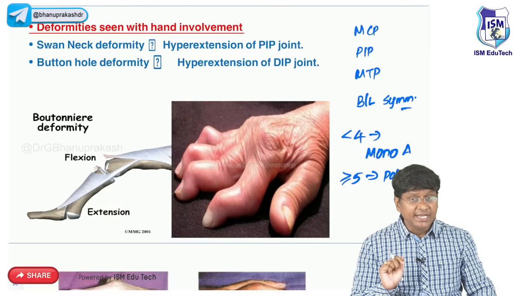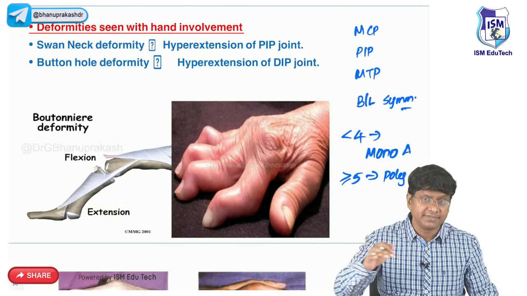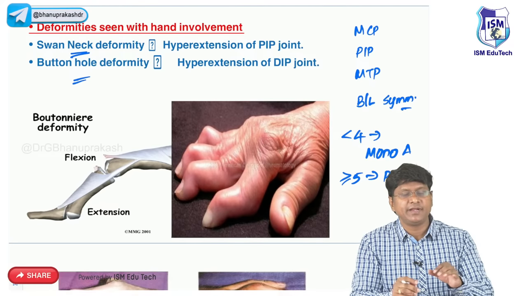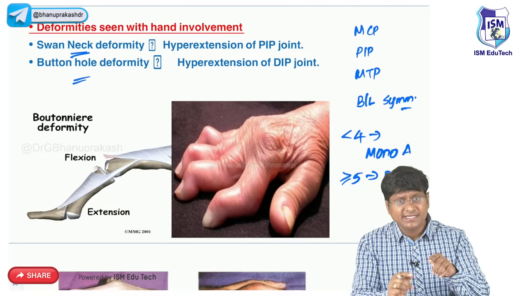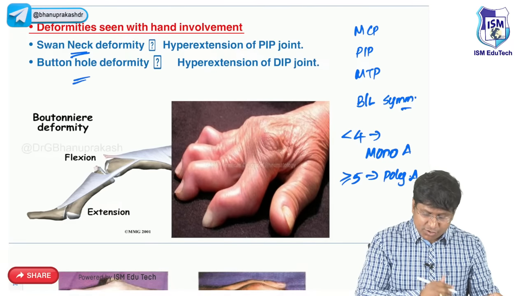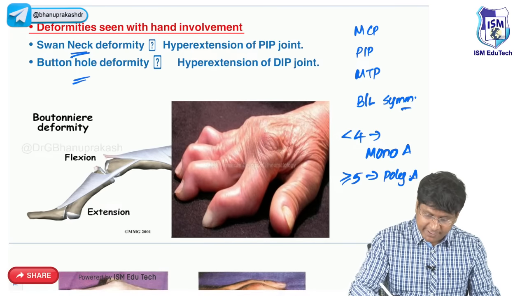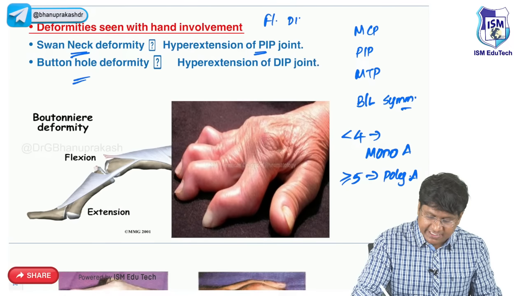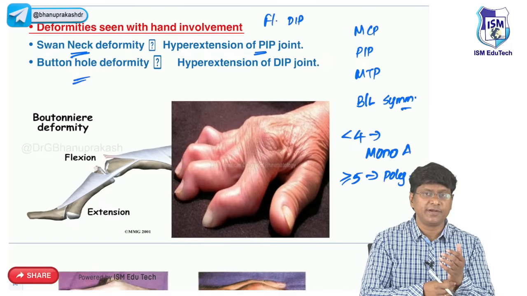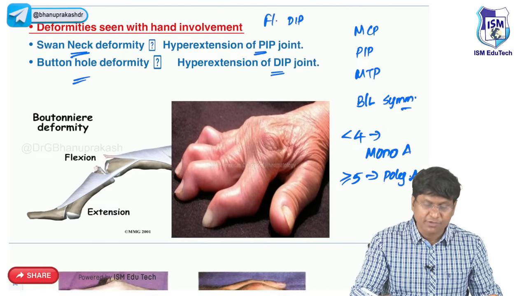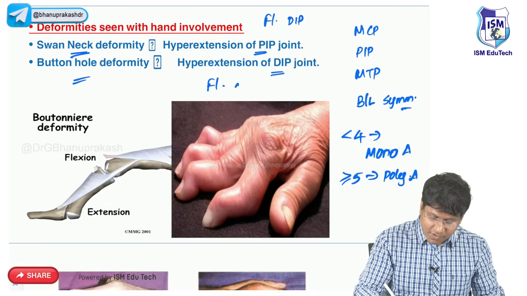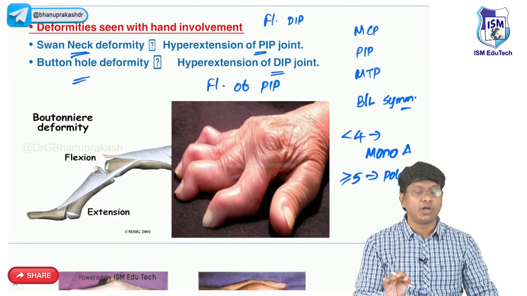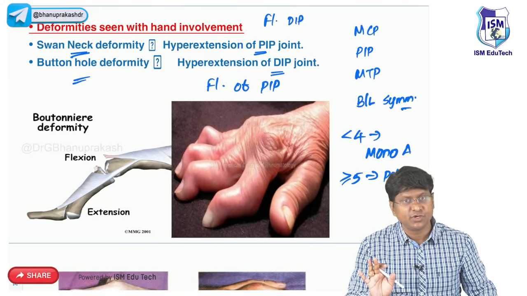Okay, so now these patients with rheumatoid arthritis, in the long term, can develop deformities. These deformities are Swan neck deformity and buttonhole deformity. The joint changes are exactly opposite in direction. In Swan neck deformity, there is hyperextension of the proximal interphalangeal joint and flexion of the distal interphalangeal joint. Whereas in buttonhole deformity, it is exactly opposite. There is hyperextension of the distal interphalangeal joint and flexion of the proximal interphalangeal joint. Okay, so that is what is called buttonhole deformity or Boutonniere deformity. That is what you will see in rheumatoid arthritis.